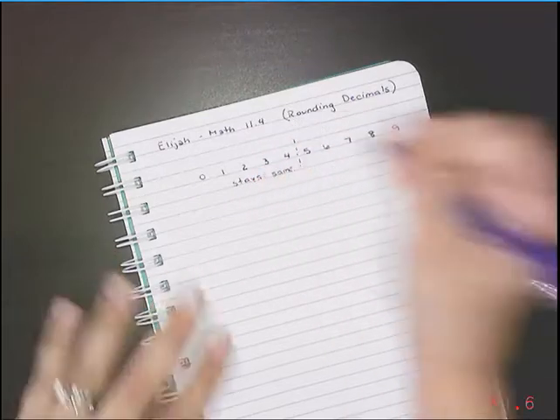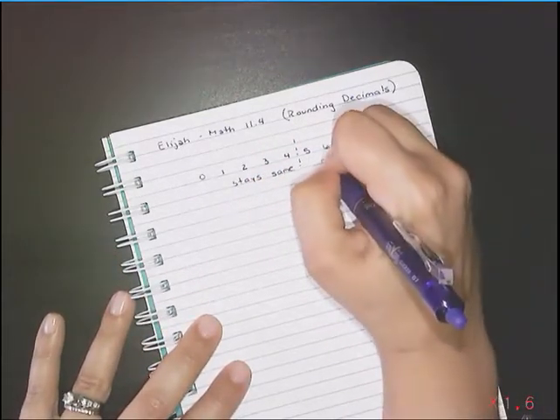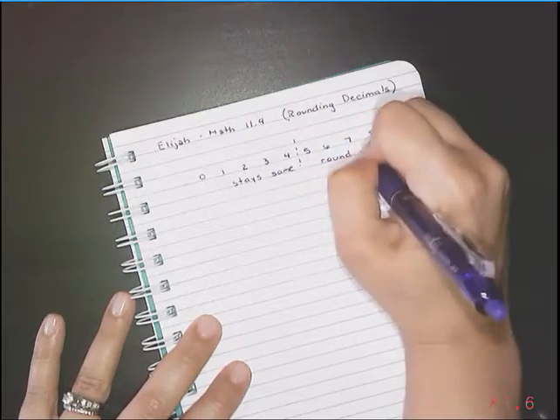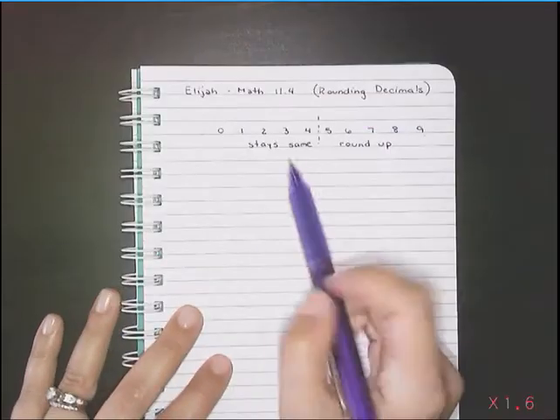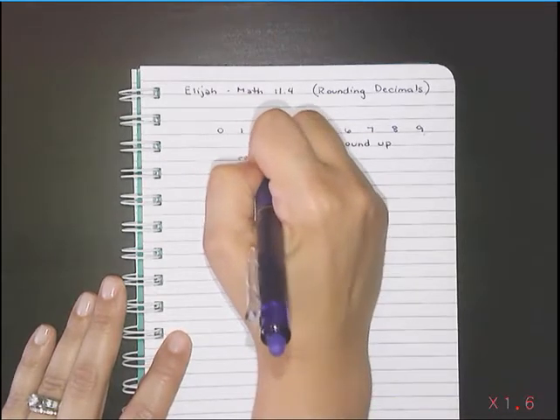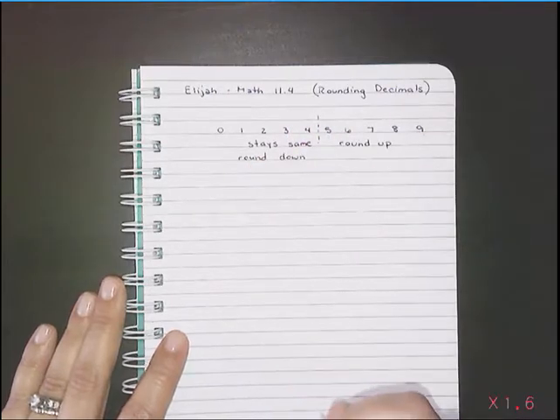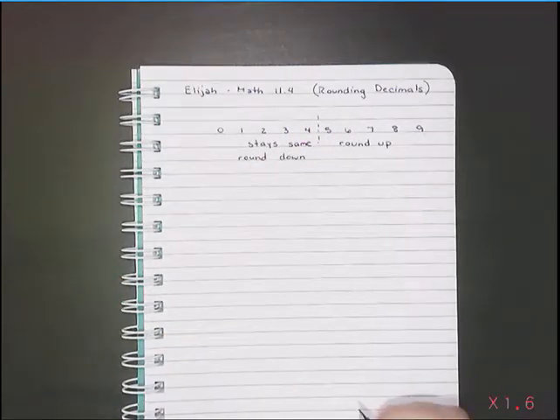Okay, so that digit stays the same. If it's 5 to 9, you round up. This is the same as kind of rounding down. Okay, so let's take a look at an example.